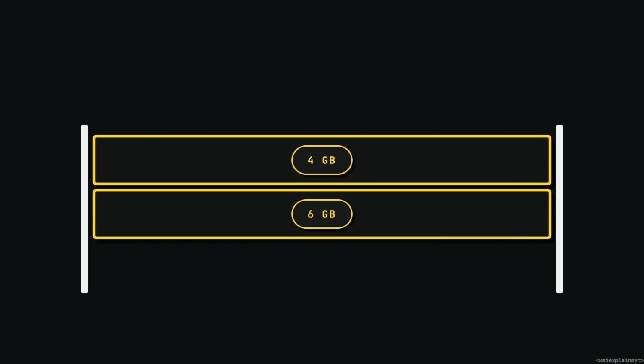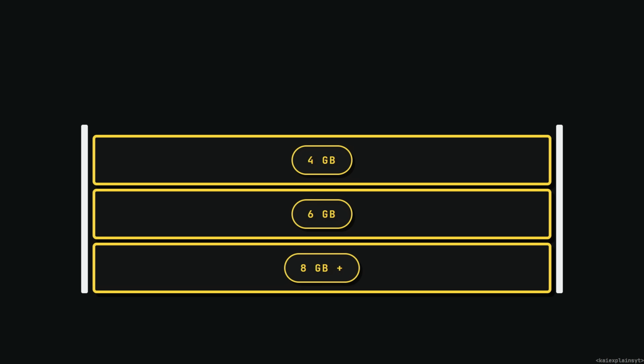We're going tier by tier: 4 gigs, 6 gigs, 8 gigs, and past that. For each one, I'll tell you exactly what runs, what doesn't, and what I actually tried that failed. But before we get into the models, there are 2 things you need to understand first, because you're not just going to run a model.